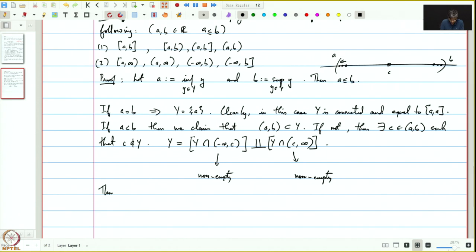Right? So thus, this gives a contradiction. So this contradicts the assumption that Y is connected, because we have written Y as a disjoint union of non-empty open subsets. Right? So thus, the interval (A, B) is contained in Y. Y has the subspace topology, and in the subspace topology, both these sets are open. Right?